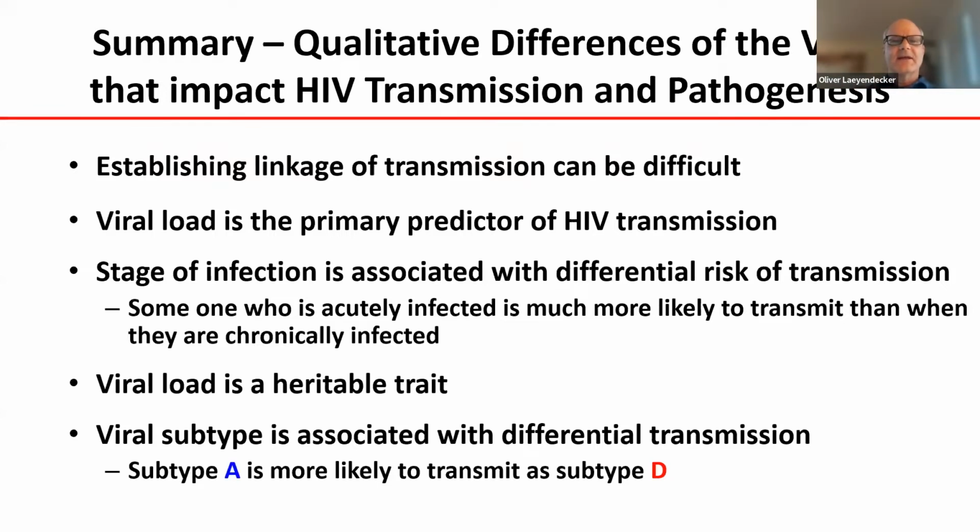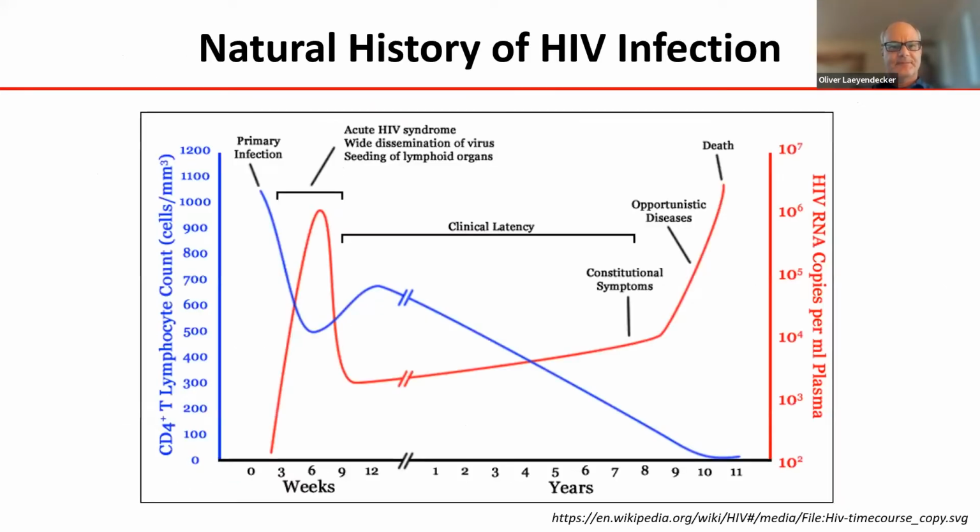And frankly, 90% of that is pretty straightforward. It's the last 10% which seems to be getting a lot of people, a lot of debate. Viral load is certainly the primary predictor of HIV transmission. The stage of infection is associated with differential risk of transmission. Viral load's a heritable trait, and subtype A seems to be more transmissible than subtype D.